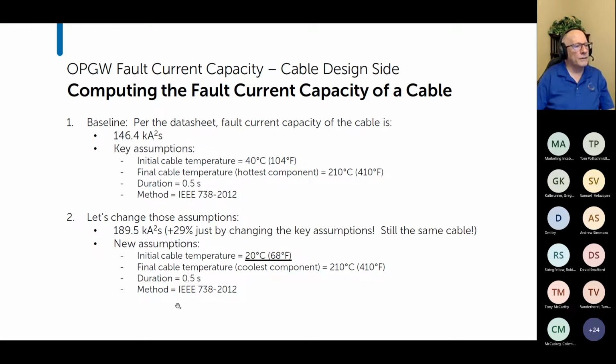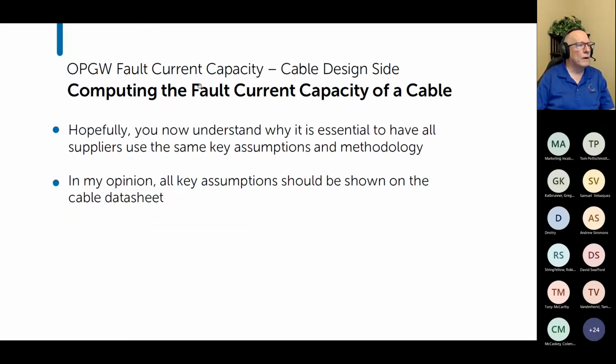And by the way, I don't take this for granted, because there are some suppliers who will claim that they have a proprietary method for calculating fault current. And oh, it's just totally a coincidence that they get higher fault current values than everybody else. Yeah, right. So hopefully you understand why it's essential to have all suppliers use the same key assumptions and methodology. And in my opinion, they all should be shown on the cable data sheet. So even my own company, we should add that the IEEE method is used and that we're applying it to the hottest part of the cable.